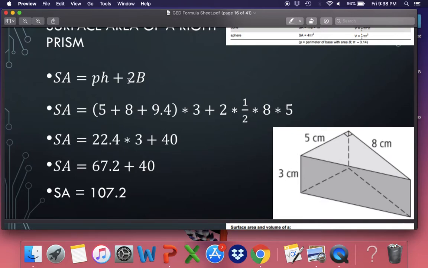You're just plugging things into the formula. Plus 2 times the base, the area of the base, capital B. So the area of the base is going to be the same as the area of the top. So half times the base times the height. And it doesn't matter which one you identify as base and height, as long as one of them is the base and one's the height, and you say half of those, that will give you the area of this triangle. And then you have to do it twice because it's the top and the bottom. So 5 plus 8 plus 9.4 is your perimeter, 22.4, times the height, which is 3, plus twice the area of the base. Twice half times base times height ought to be 40. Then you add them up, and you get 107.2.